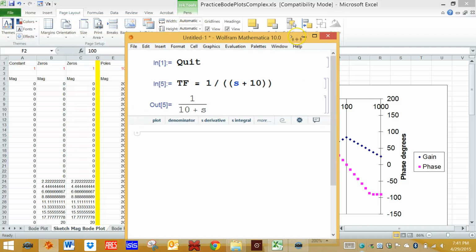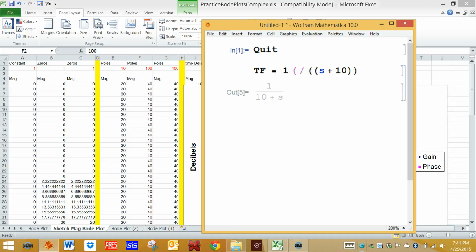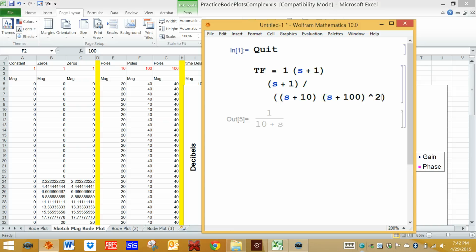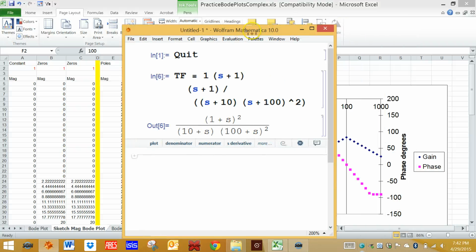So for the one that's showing in the spreadsheet, the constant is 1. The numerator terms, there's two of them, s plus 1, and let's do another one, s plus 1 in the numerator. And in the denominator, I have an s plus 10, an s plus 100, and I've got two of those, so they're squared. So there we go. That's what the transfer function looks like now.